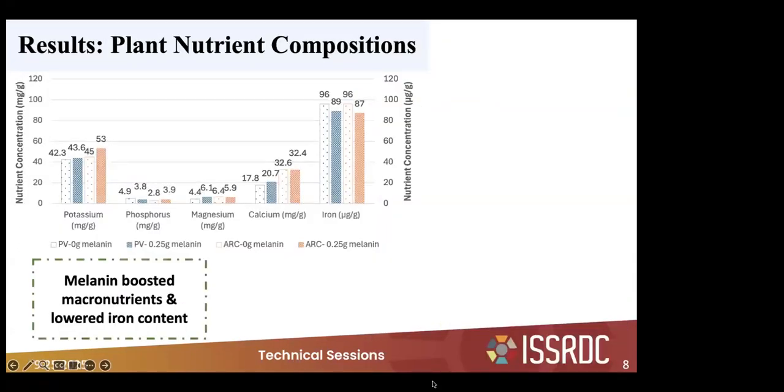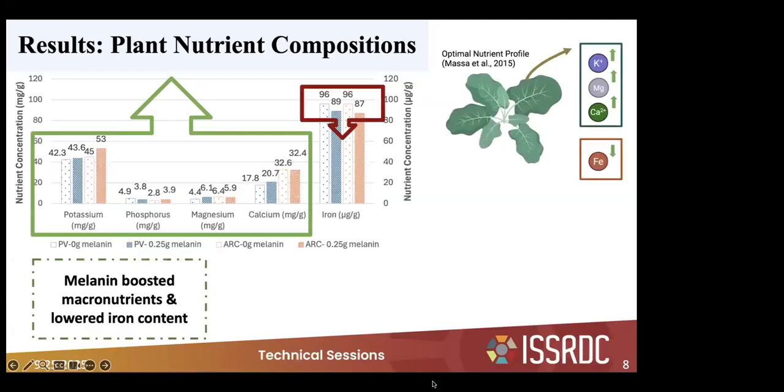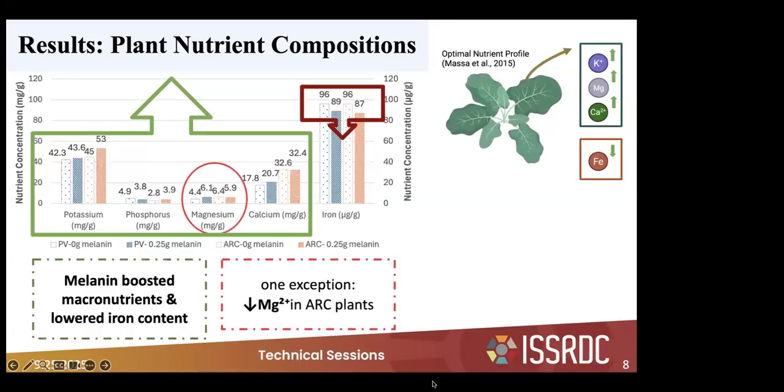Across both substrates, melanin consistently boosted plant potassium, magnesium, and calcium while lowering iron levels, which is an ideal shift for astronaut diets. One exception was magnesium in melanin-treated arsenite plants, which dropped slightly due to calcium-magnesium competition within the root zone.